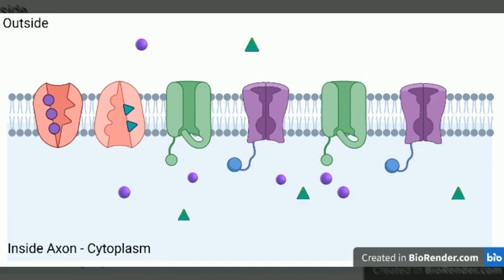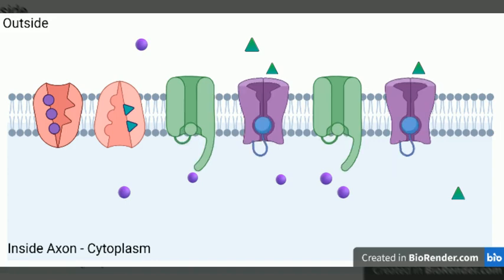But what's going to happen then is potassium gates will open up, and potassium is going to flow along its concentration gradient and diffuse out of the axon. And this is the repolarization phase of an action potential.